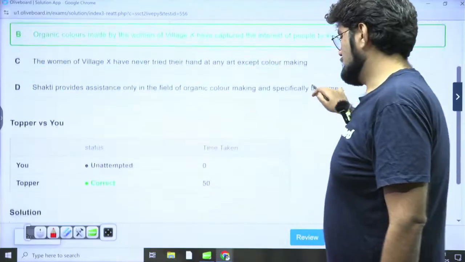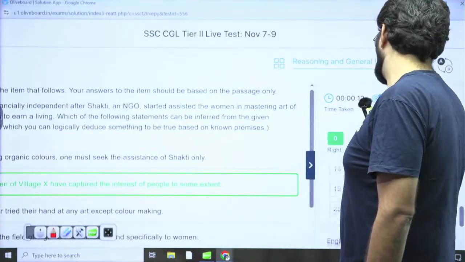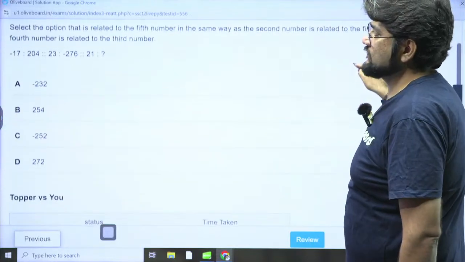So that's it. This is 50 seconds again. See, if you don't know what critical reasoning is, if you don't know the basics, you will end up consuming a lot of time and wasting it where it should not be wasted. That's the biggest problem.